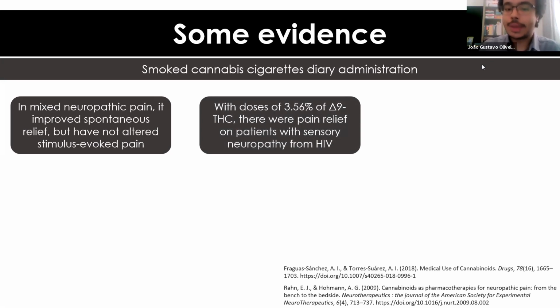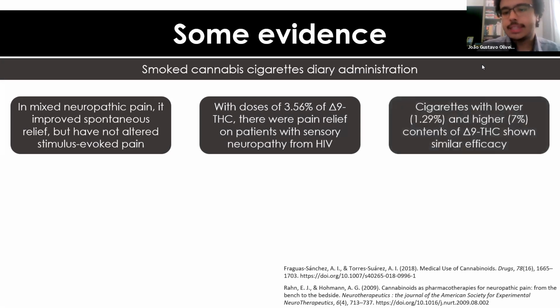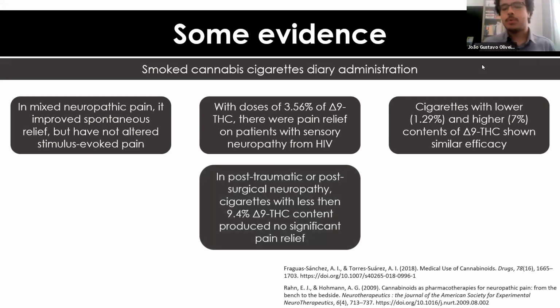And with doses of 3.56% of delta-9 THC, there was pain relief in patients with sensory neuropathy from HIV. In fact, this 3.5% was administered 3 times a day for a short period of 2 weeks. And cigarettes with lower 1.29% and higher 7% content of delta-9 THC showed similar efficacy. So the dose is not very well established. In post-traumatic or post-surgical neuropathy, cigarettes with less than 9.4% of delta-9 THC content produced no significant pain relief. So we see that probably there are more conditions that will necessarily need higher doses.